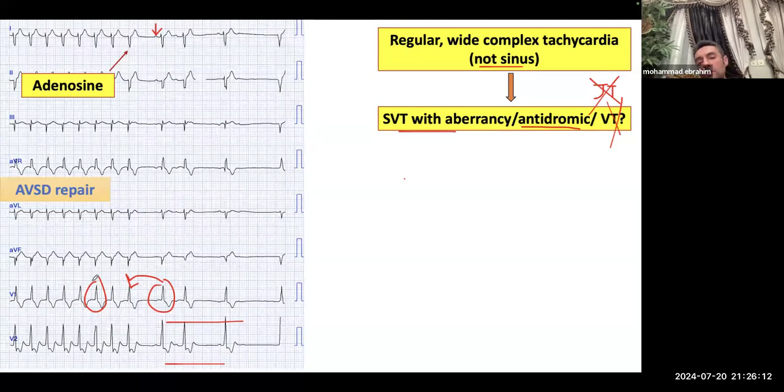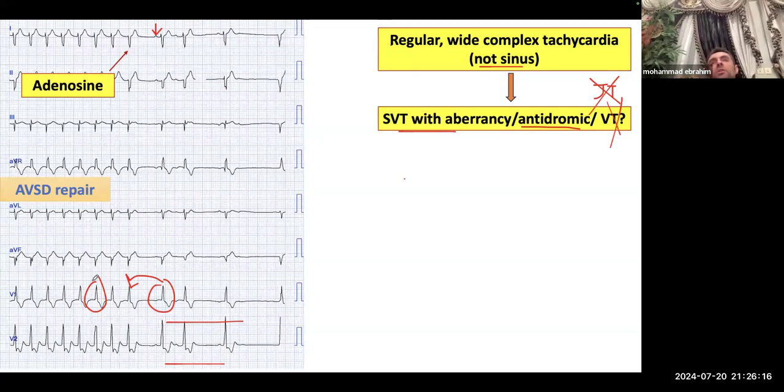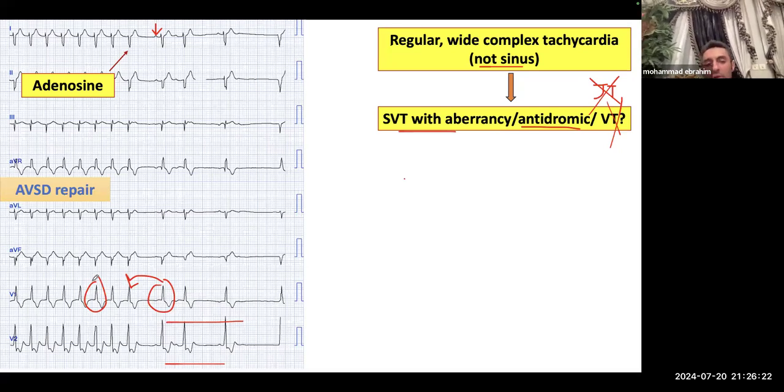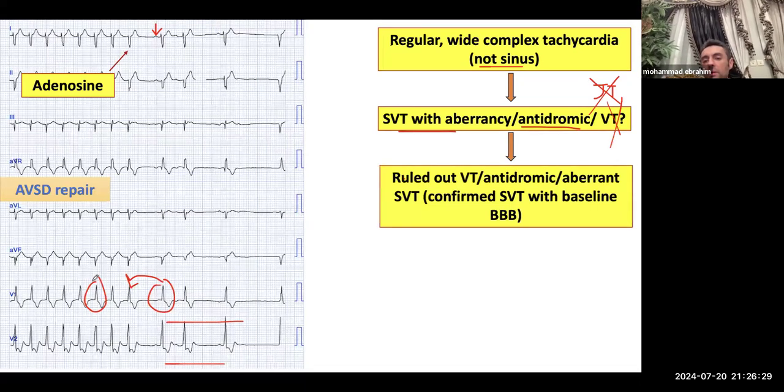This was not SVT with aberrancy, where a patient goes into SVT and then aberrantly conducts. He already had aberrant conduction from the beginning. It's SVT with intrinsic bundle branch block, SVT with baseline bundle branch block in this case. Understood, guys? Well, I repeat.